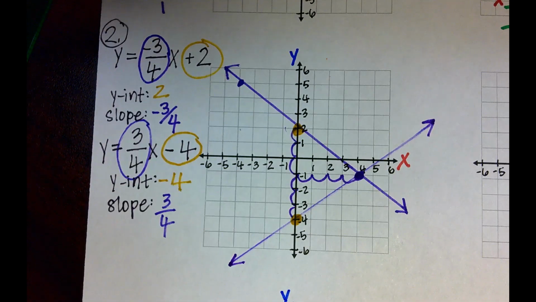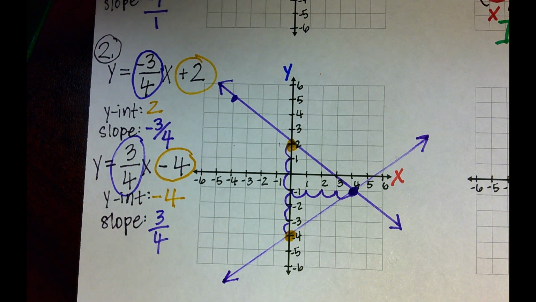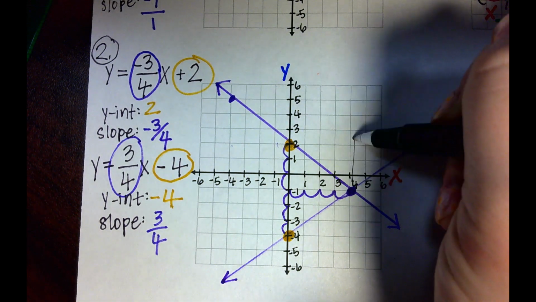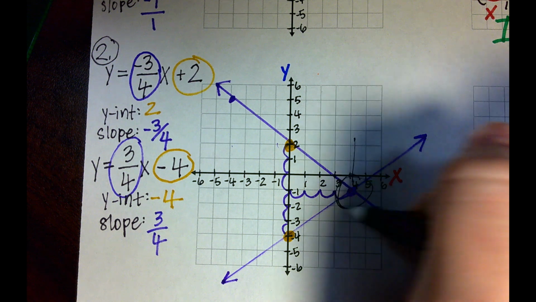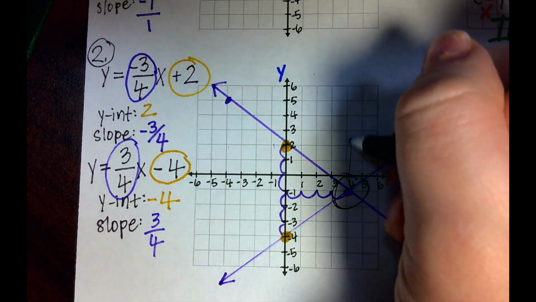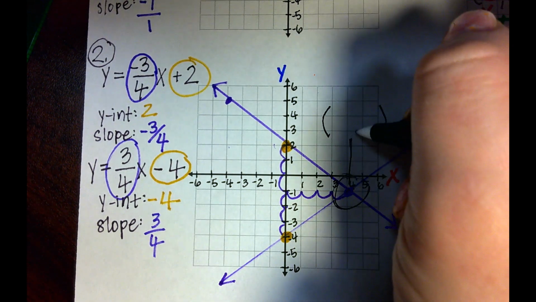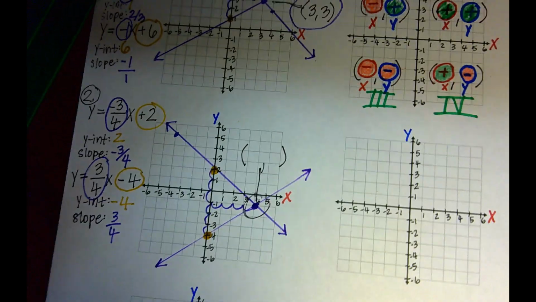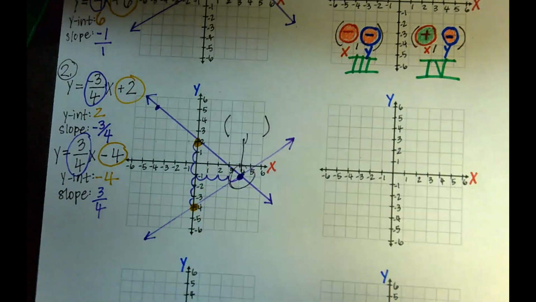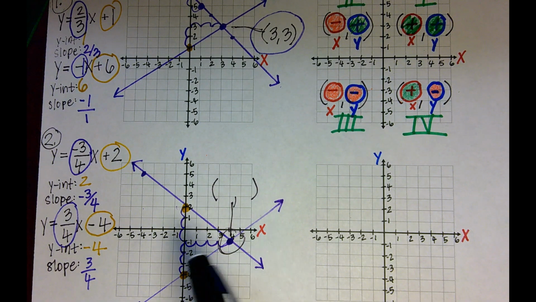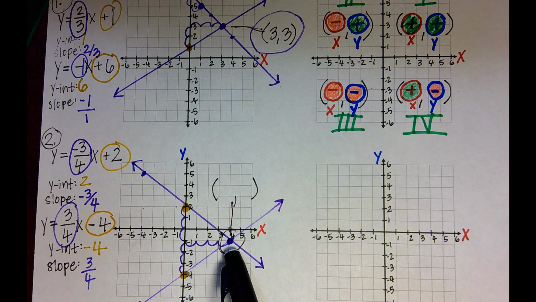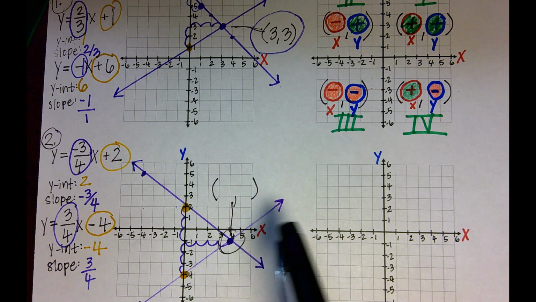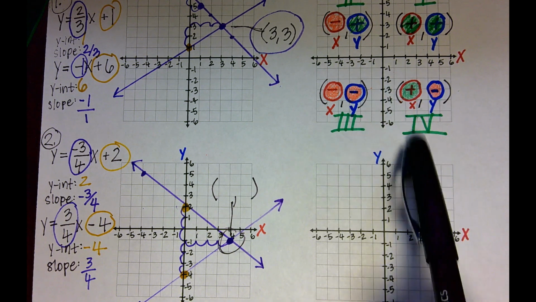There's our system of equations graphed. Now we just need to label our solution. And remember, the solution is the intersection. It's where the lines are crossing. So we need a coordinate. And I'm going to zoom out a little and look back at our guide that we made. Which quadrant is this intersection falling in? Positive and negative. This is the fourth quadrant.